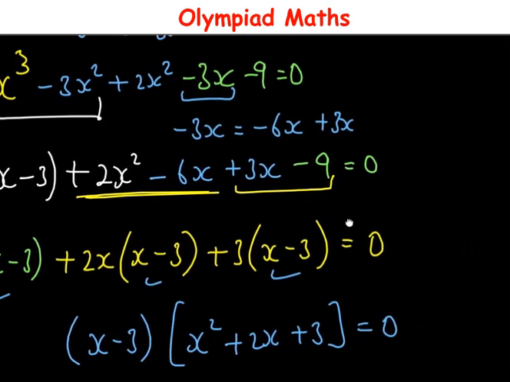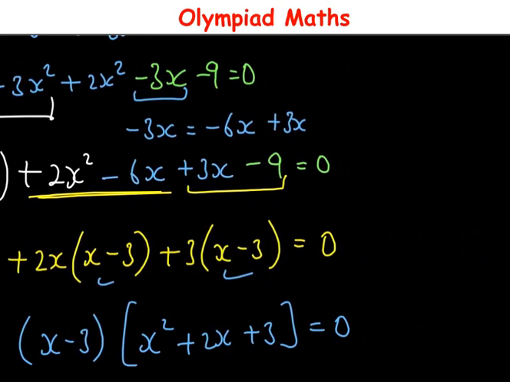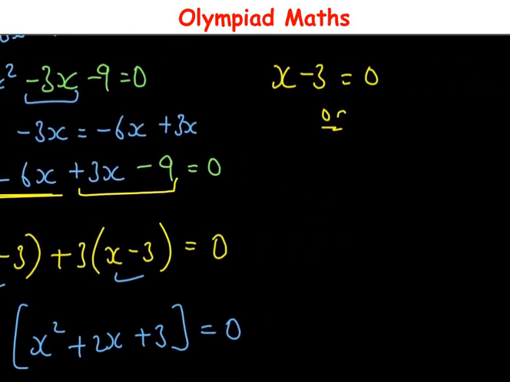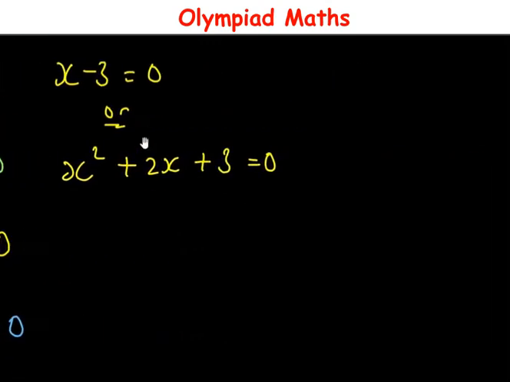So from here, we can equate these two to 0 such that we have x minus 3 equals 0, or the second one, this right here, x squared plus 2x plus 3 equals 0. And from this linear equation, we can deduce that the value of x is equal to plus 3. So this is the second solution for the value of x.